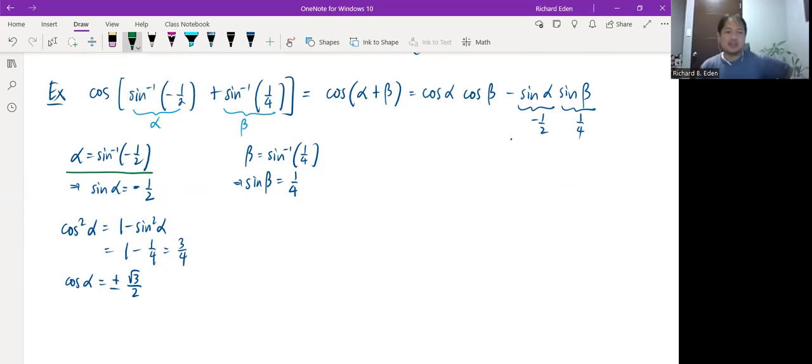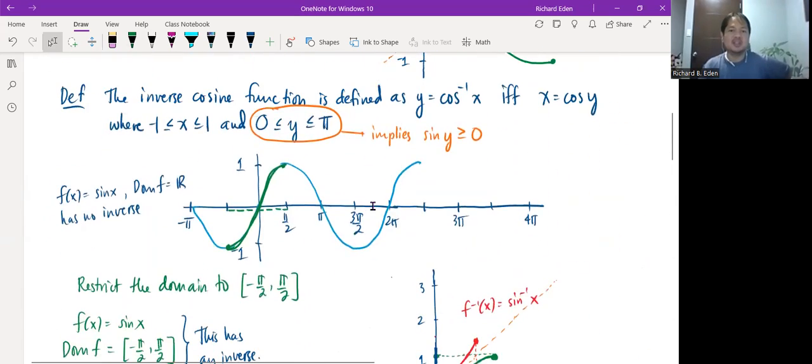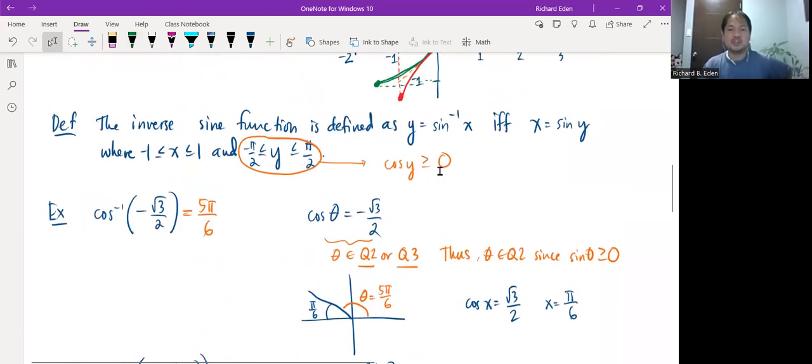So we're going back to that device, that tip that I told you. If y is a cosine inverse, then that means sine of y is positive or 0. And from the second definition, if y is a sine inverse, then the partner, cosine of y, should be positive or 0.